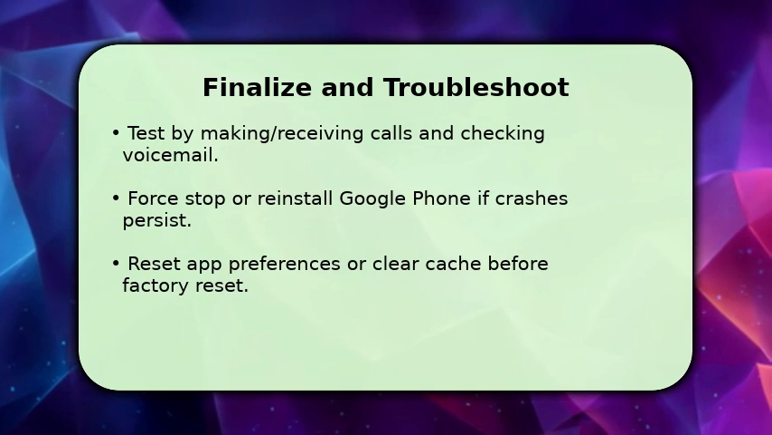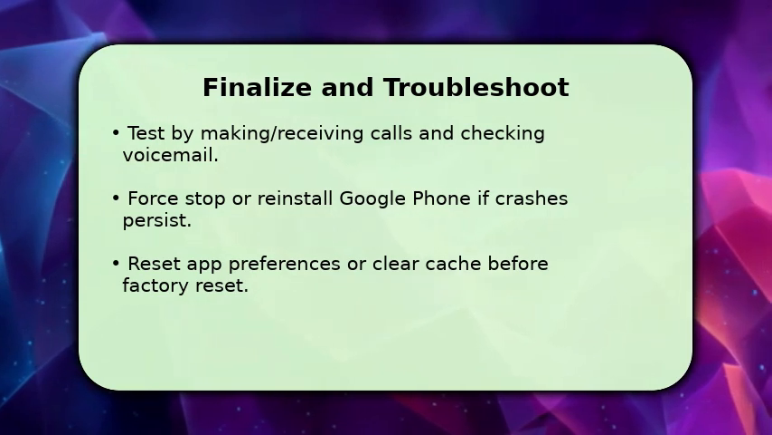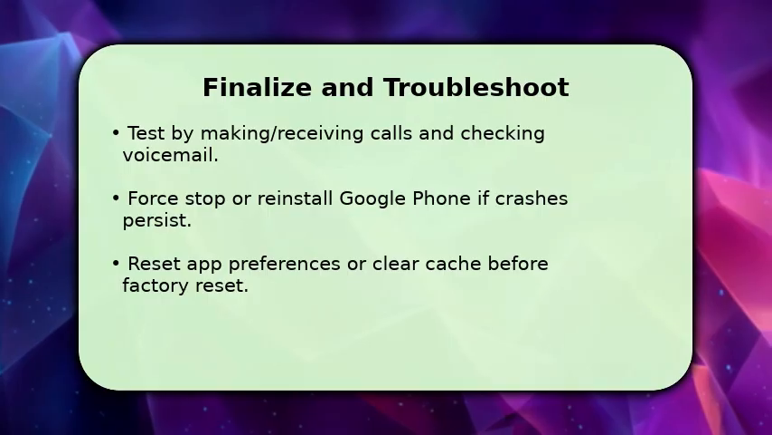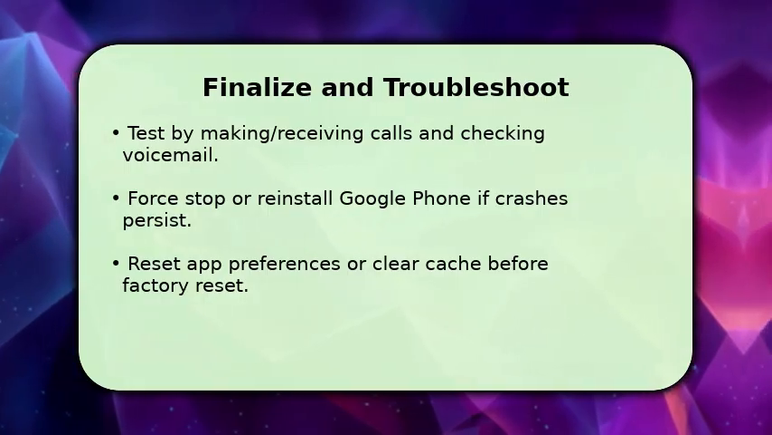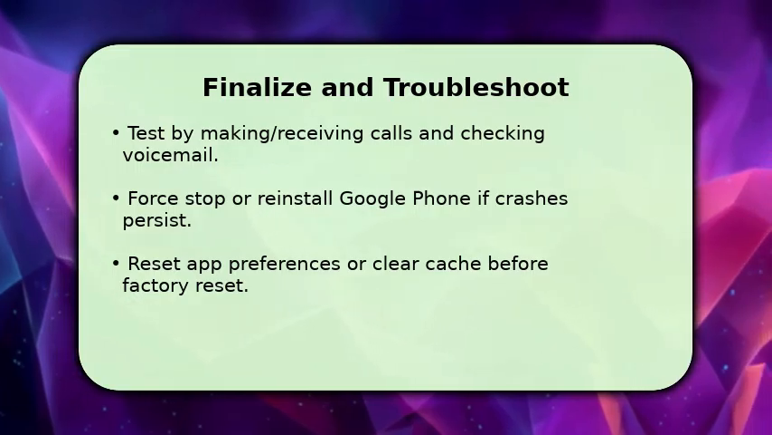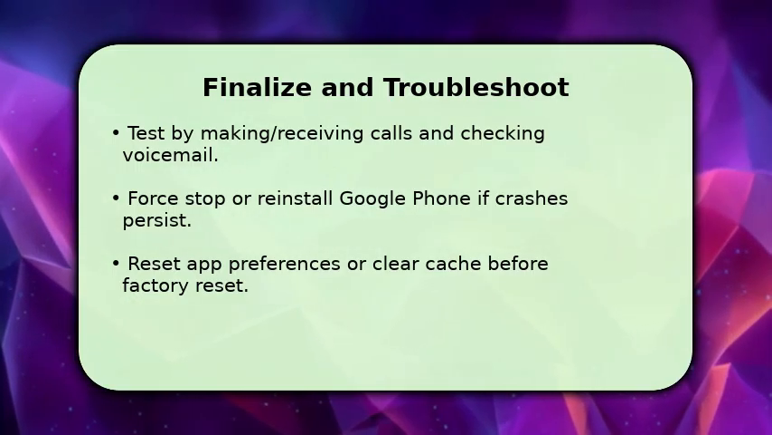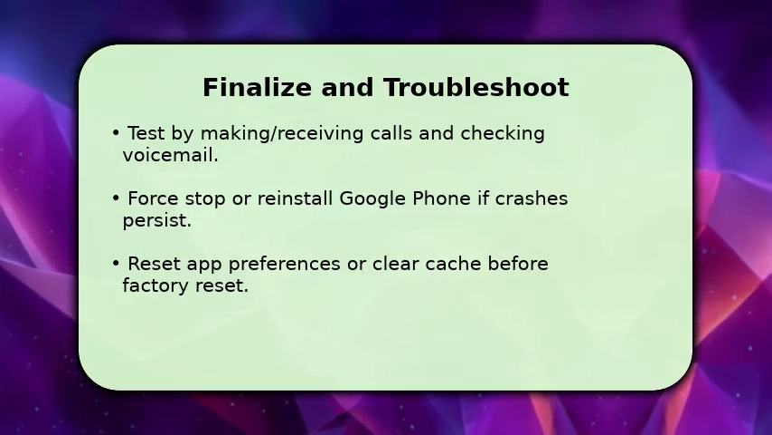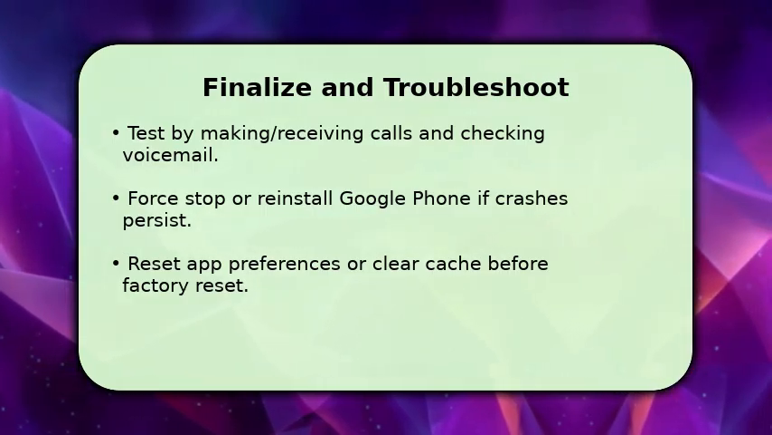Finish by testing. Place and receive calls, check recent calls and voicemail, and confirm contact search works. This validates the switch. If you see crashes or missed calls, force stop the Google Phone app and clear cache, then reopen. If issues persist, reinstall or revert to the OnePlus dialer.